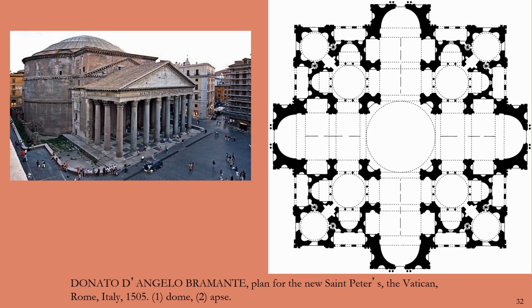Bramante came up with a central plan construction that was very reminiscent of Roman buildings. The main inspiration was an old Roman building called the Pantheon, which you see on the left. This is an old Roman temple that was dedicated to all the gods, and it was, and still is, one of the most famous buildings ever built.